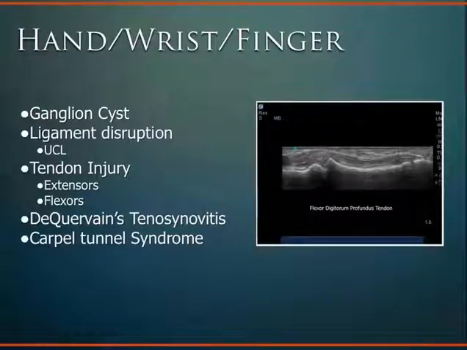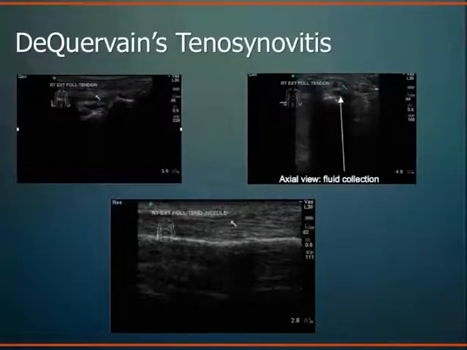Tendon injuries, whether it's your extensor or flexor tendons. De Quervain's tenosynovitis, a very, very common complaint in the clinic. Again, it can be very easily visualized. I'll show some images of that. And then carpal tunnel is an area that ultrasound is being used for a lot, not only for imaging, but also ultrasound guidance for injections of the carpal tunnel. So this is De Quervain's.